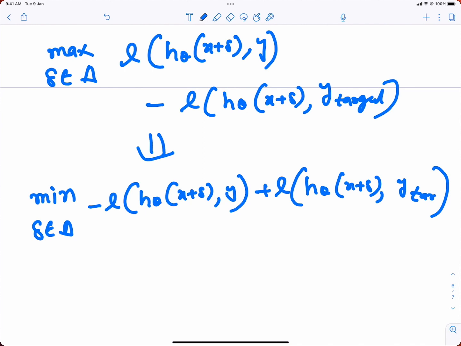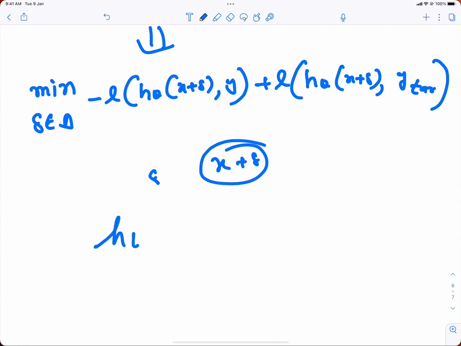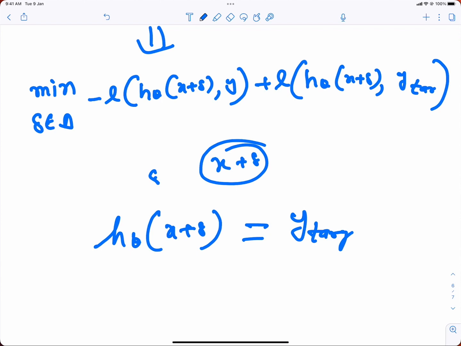Once you have solved this minimization problem using a neural network, it means you have created this delta. When x plus delta is given to the model h, this will give a high probability that the predicted class is the target class, not the true class. So this is the basic introduction to adversarial machine learning.